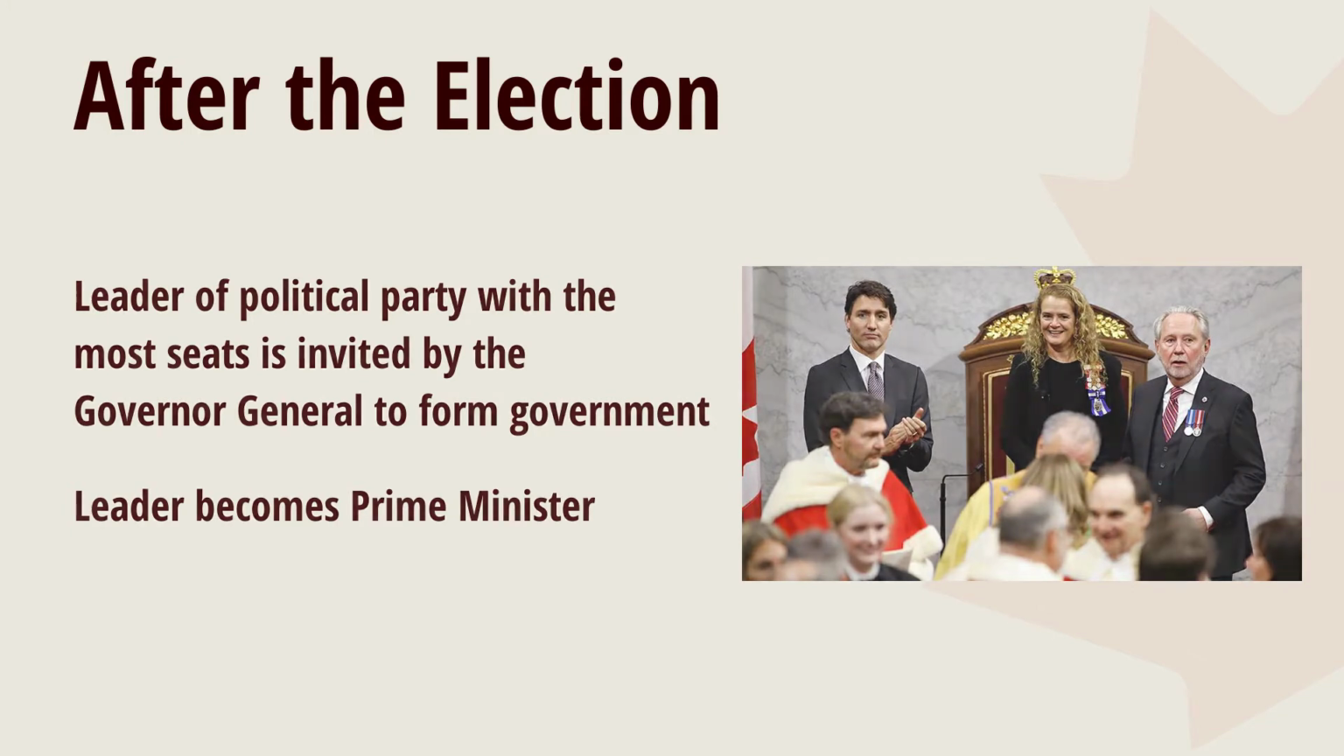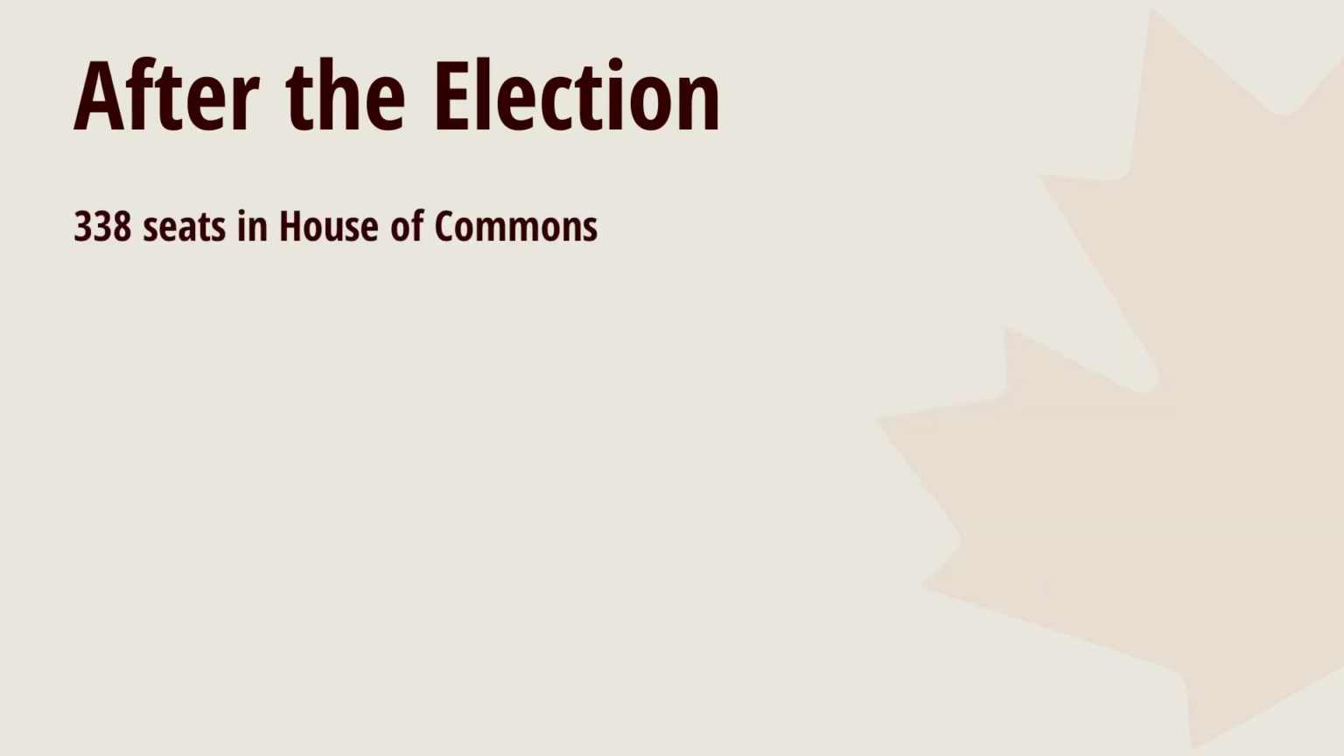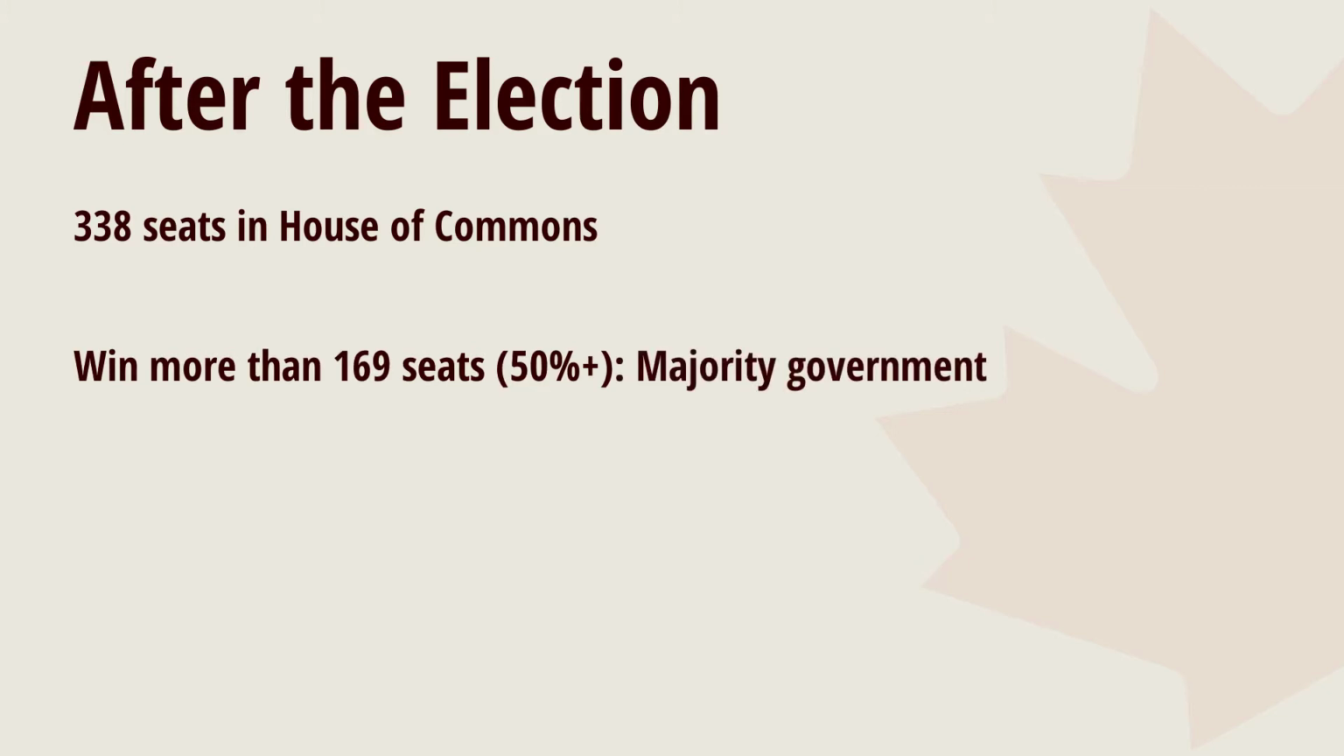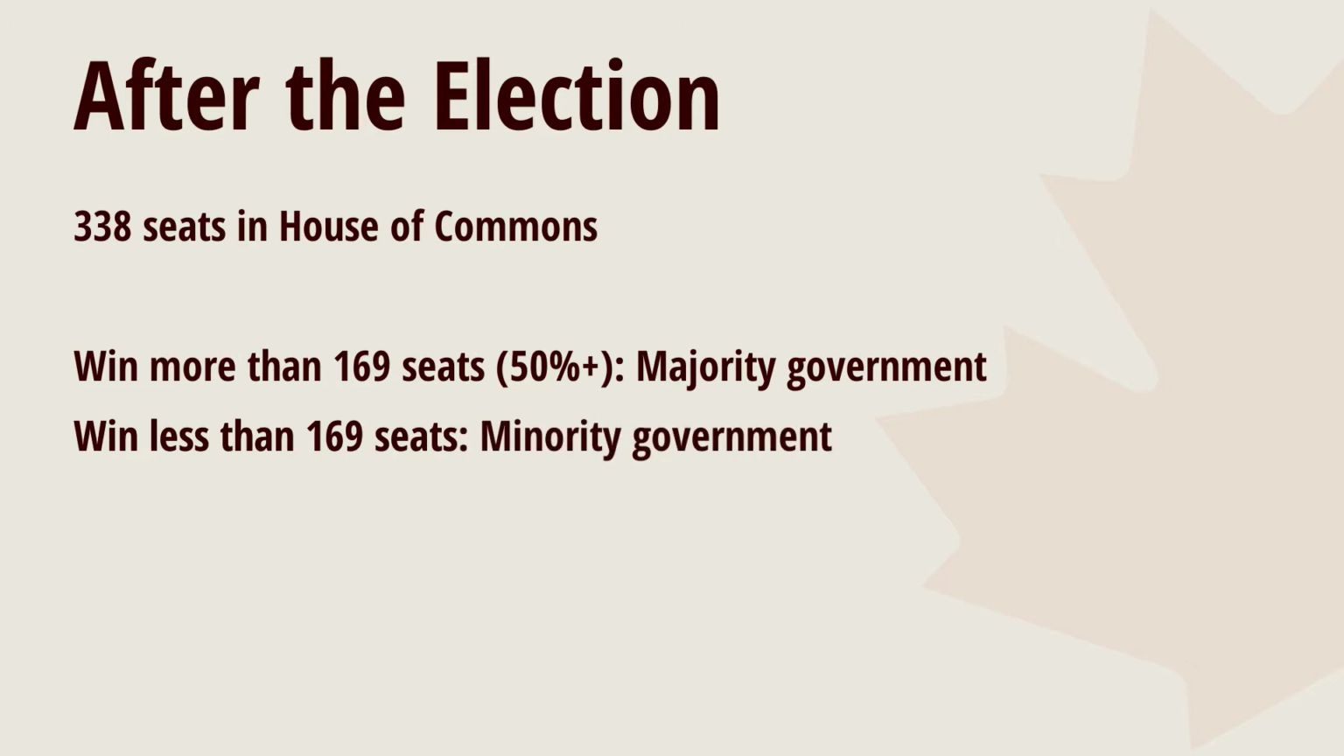If the party in power has won at least half of the 338 seats in the House of Commons, it is called a majority government. If the party in power holds less than half of the seats, but still won the most seats in the election, it is called a minority government.